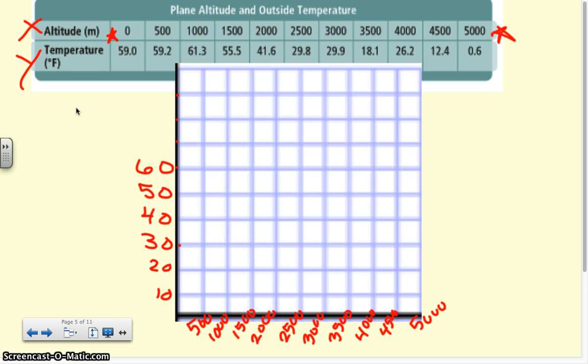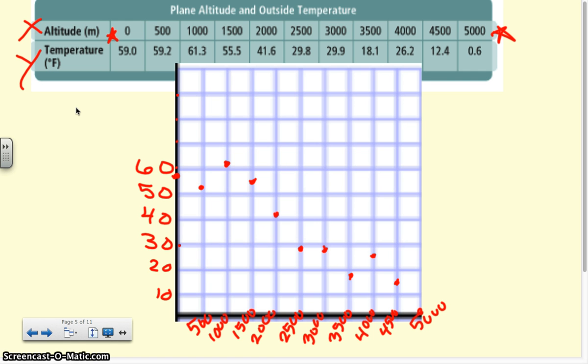Then I'm just going to start plotting. I got 0, 59.2, 559.2, 1,061.3, 1,555.5, 2,041.6, 2,529.8, 3,029.9, 3,518.1, 4,026.2, 4,500, 12.4, and 5,000, 6. It's really small.